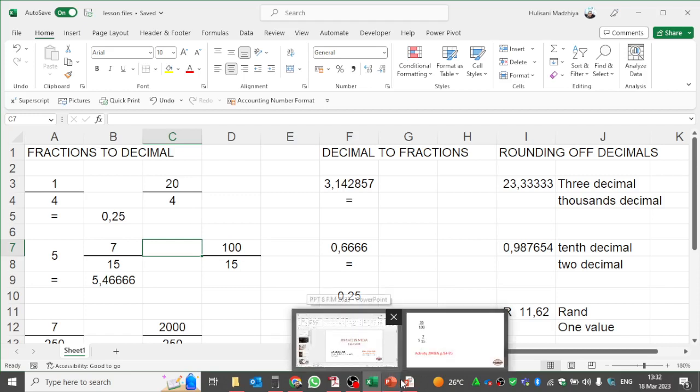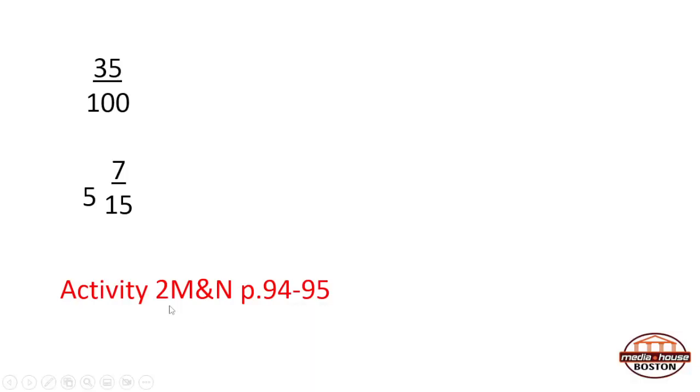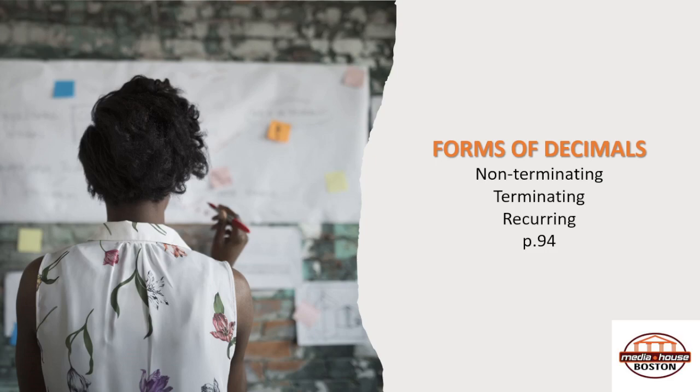And then from here going forward, we're going to see what we have on our lesson. So you can please do the activity 2M and N in your textbook, and then if you still struggle with those, then you can request assistance.